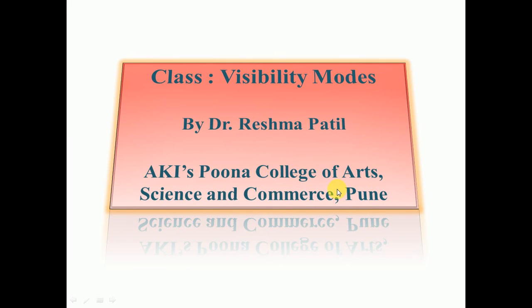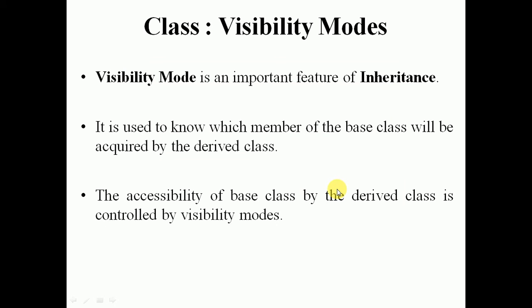Hello friends, in this video we will see visibility modes of class. What is visibility mode? Visibility mode is an important feature of inheritance. It is used to know which member of the base class will be acquired by the derived class. The accessibility of the base class by the derived class is controlled by visibility modes.